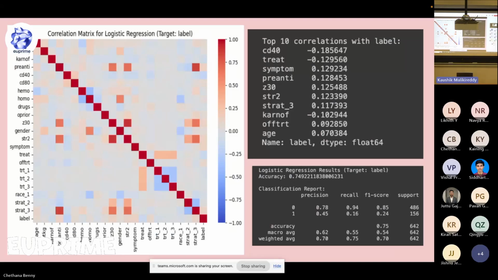Then for the label, which is the survival chance, I did a logistic regression. Again, for this too, the factor which influenced it the most was CD4 count itself. I got an accuracy of 75%. And the low accuracy and the low precision is mostly because of the class imbalance in the data, I think. There were more zero values in the label, which showed survival chances, than ones.